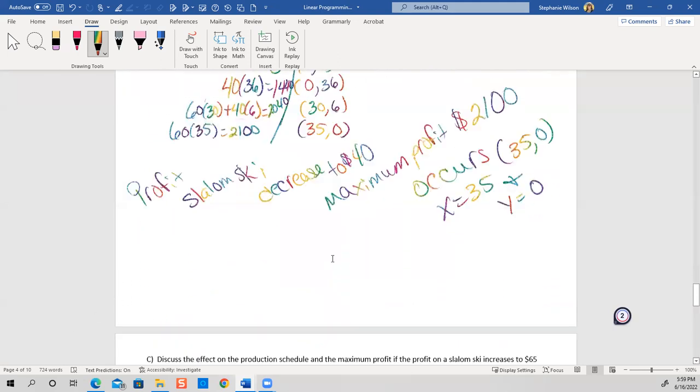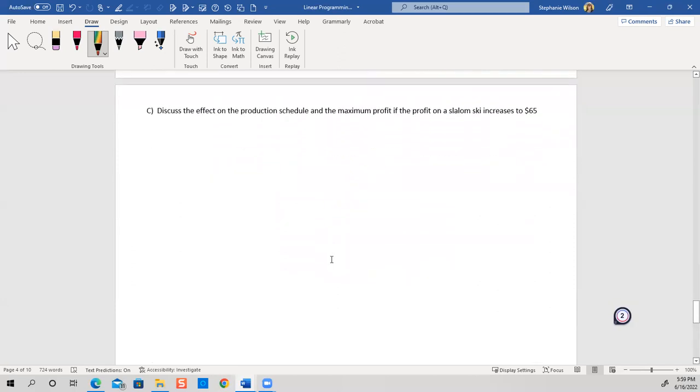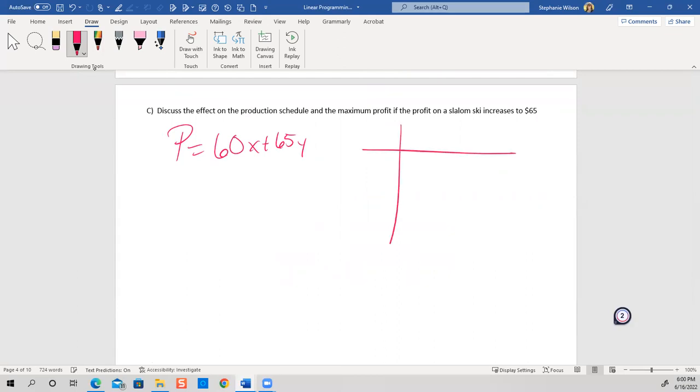Okay, so now let's do the last one. The last one says, what if they increase the price on the Solemns? So now we've got 60x plus 65y. We're still going to use the same ordered pairs, because we're still working with the same data.